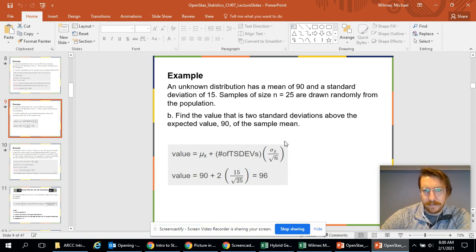So for that, what we're going to be doing is looking at, once again, the sample standard deviation. So here's our average, 90. Number of standard deviations, they're looking for 2 above 90. And instead of using our standard deviation of 15, we take that 15 and we divide it by the square root of the sample size. So square root of 25, which would be 5. So 15 divided by 5 would be 3. 2 times 3 is 6. 90 plus 6 is 96. So that's how they come up with that number.